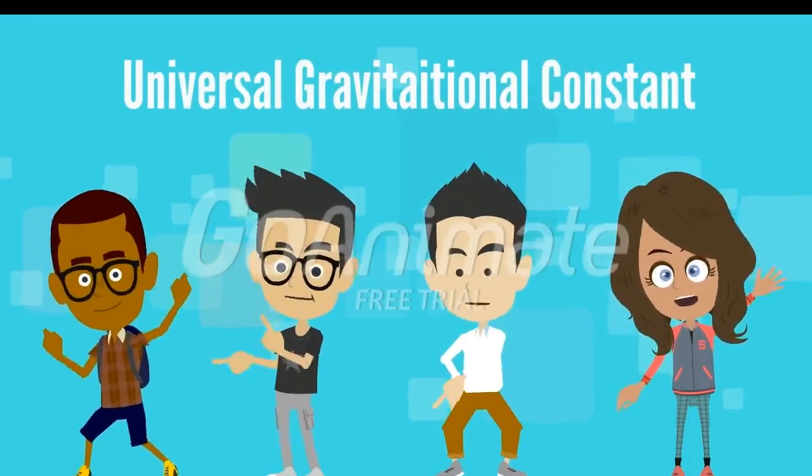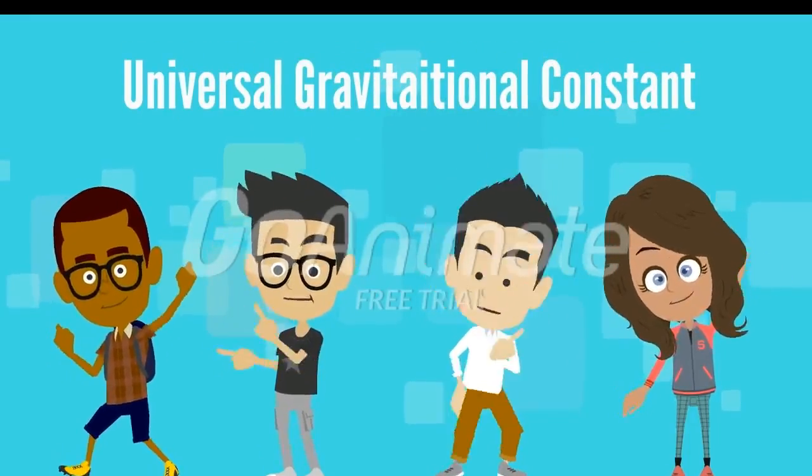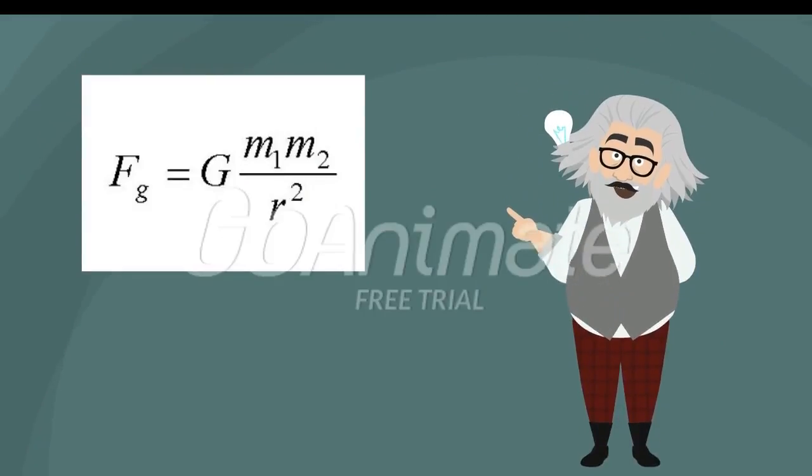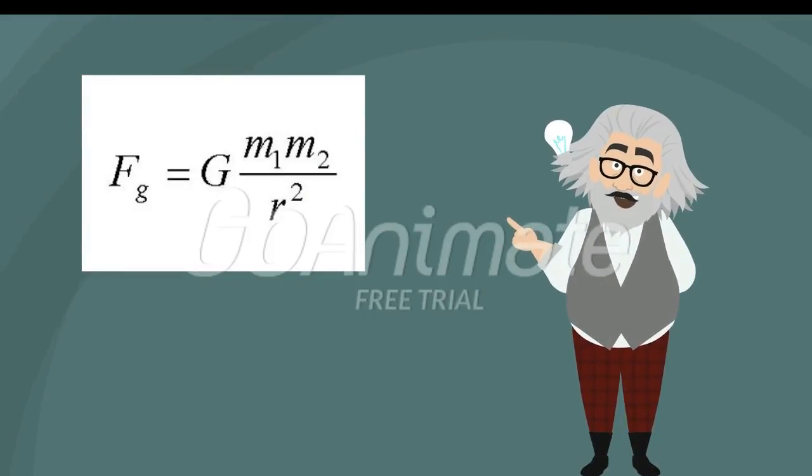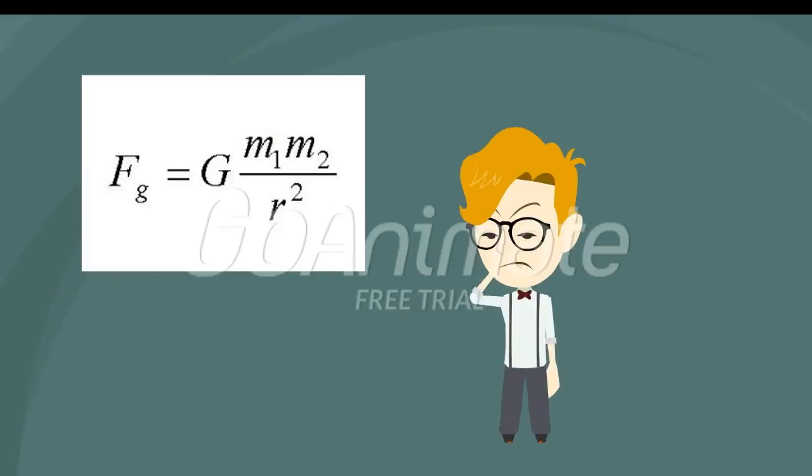We are presenting on the universal gravitational constant. We all know that the law of universal gravitation was proposed by Isaac Newton. However, what is the G constant in the equation and how was it derived?